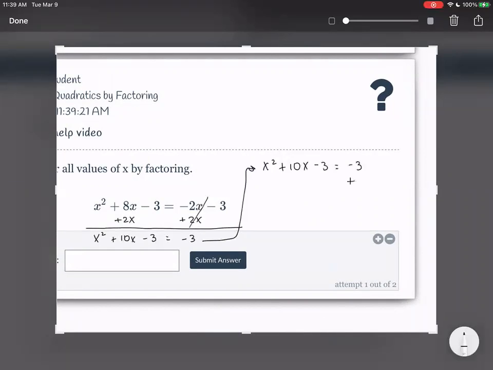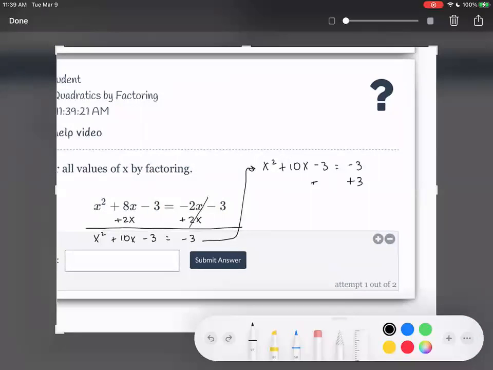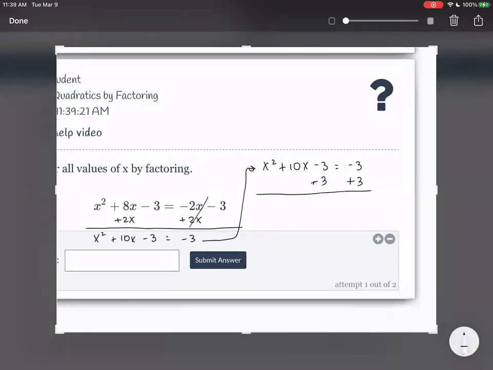Okay, then I'm going to add 3 on both sides. This gives me x squared plus 10x, plus 0, is equal to 0. And now that we have it equal to 0, because those cancel out, that's great. We can solve by factoring, which is this method.